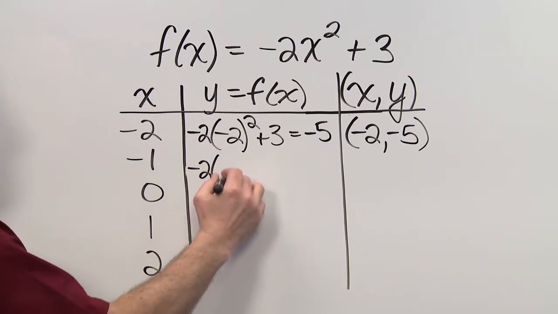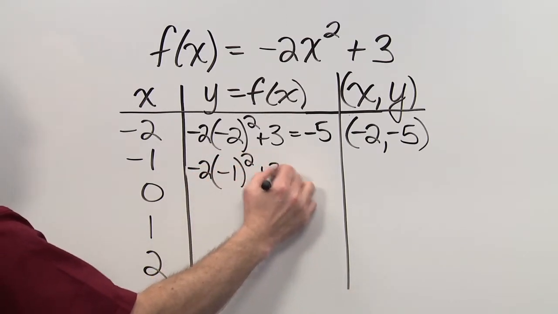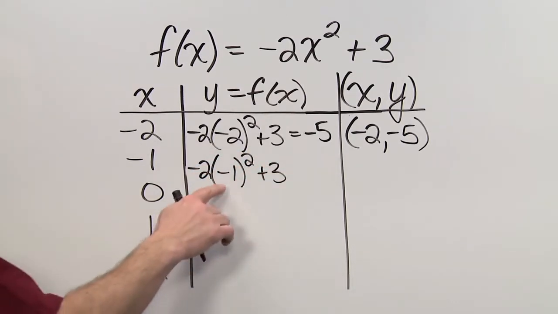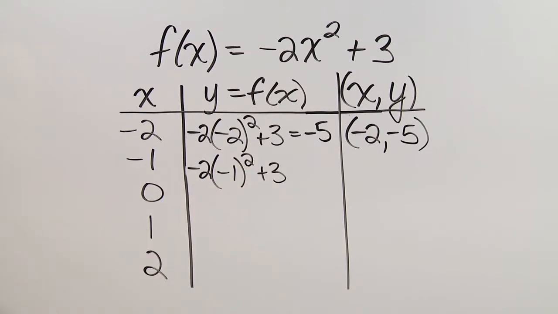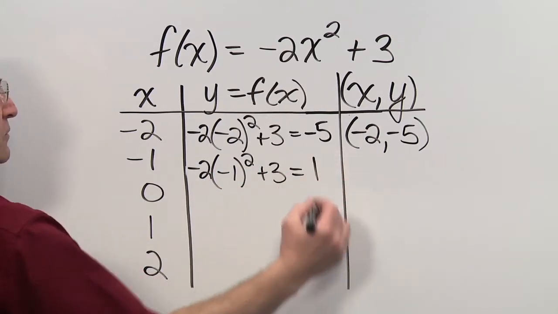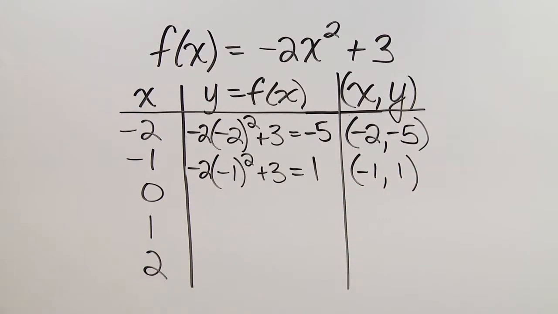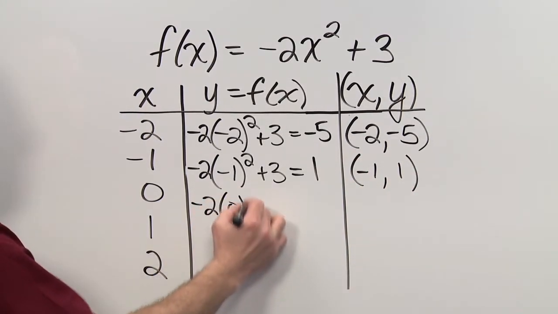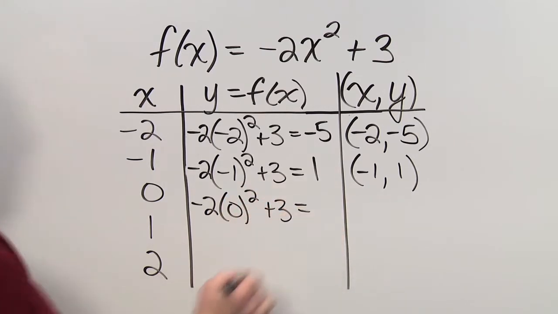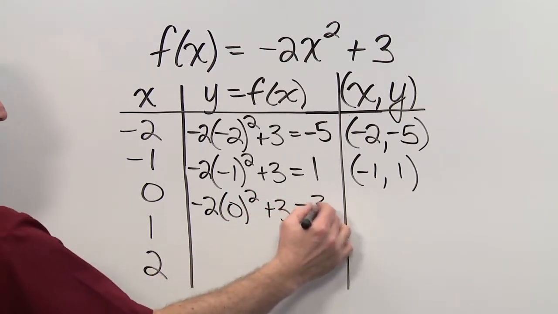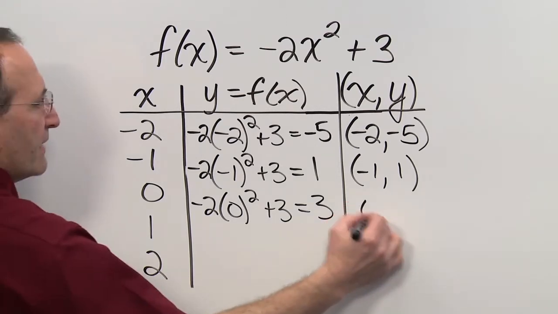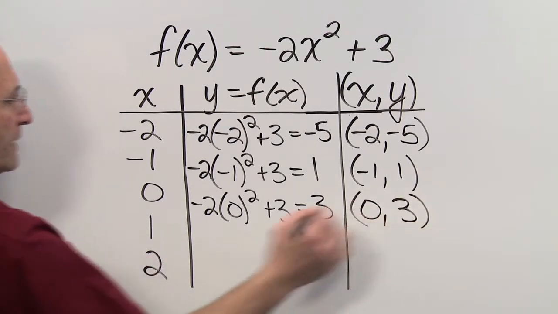So we'd have -2 times -1 squared plus 3. -1 squared is 1, times -2 is -2, plus 3 is equal to 1. So we have a point (-1, 1). When we substitute in 0 and evaluate it, you'll see we have that it's equal to 3. So we have the point (0, 3).